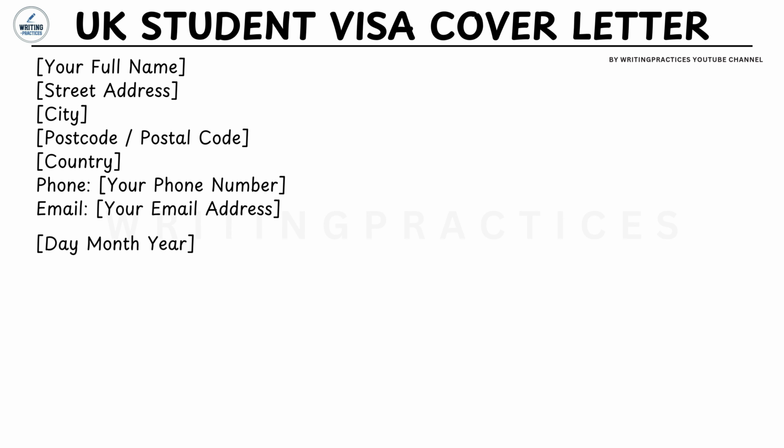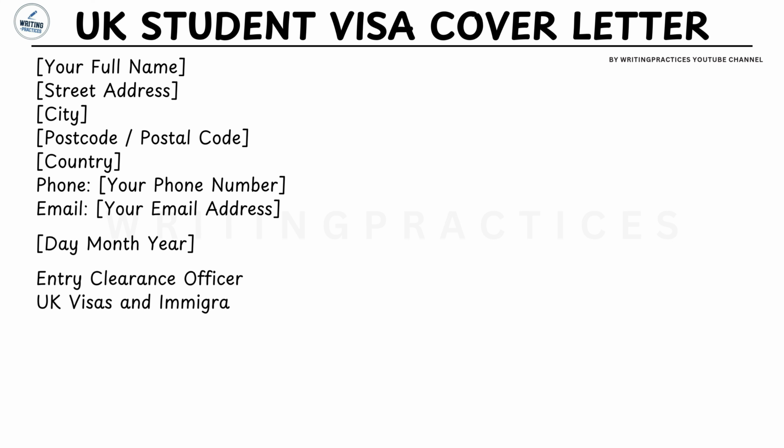Addressing the visa authority. Next, write Entry Clearance Officer, UK Visas and Immigration. This is the official authority responsible for processing your student visa application. Writing this correctly keeps your letter formal and properly addressed.